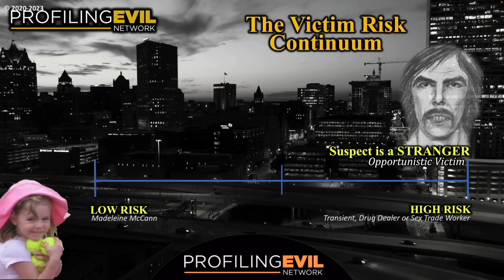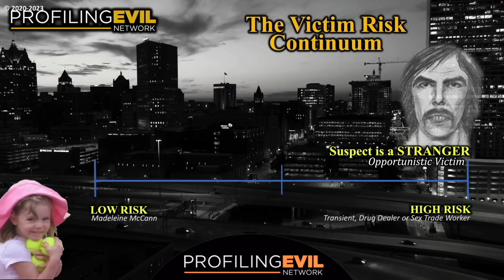In a sex trade worker position, this might be someone that's down looking for a sex trade worker, and they're unknown to that person because of the interactions. They then have them in a position where they can control them and victimize them.